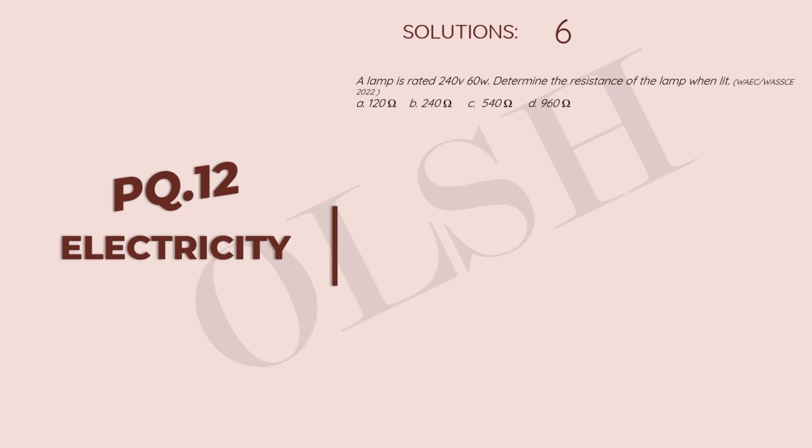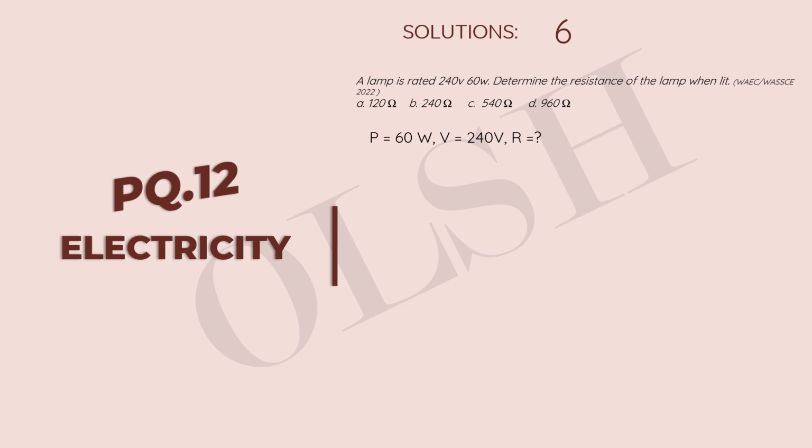Okay, so we move on to number 6. It says a lamp is rated 240 volts, 60 watts. That's the rating of the lamp. Now determine the resistance of the lamp when it's lit. It's similar to the previous question. Power is 60 watts, voltage is 240 volts, and R is not known.